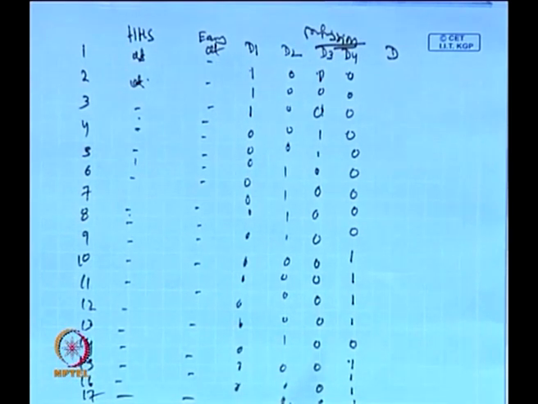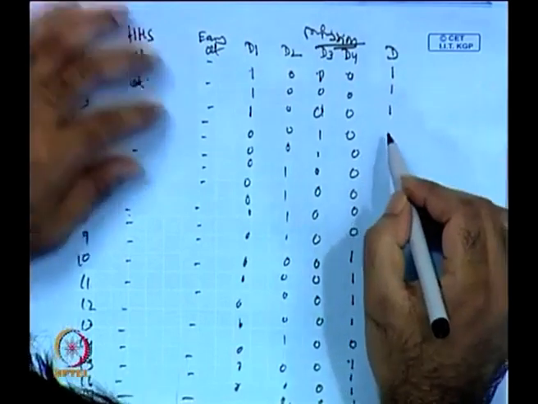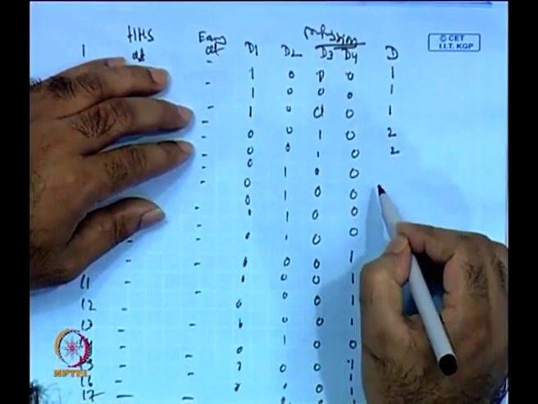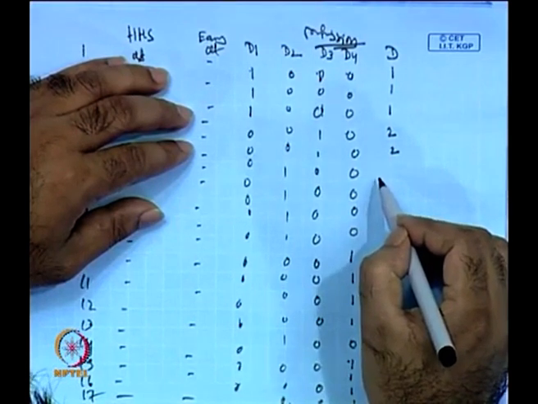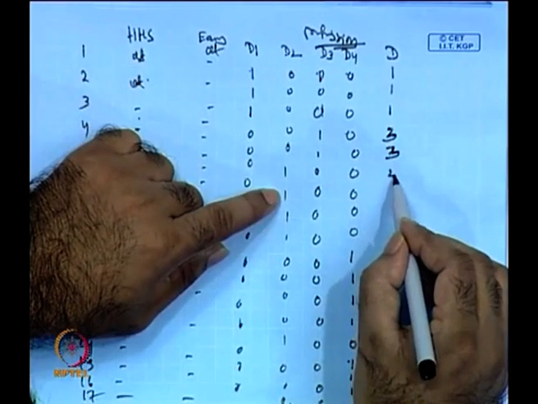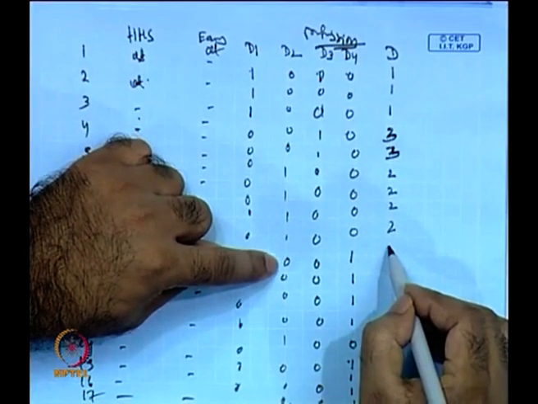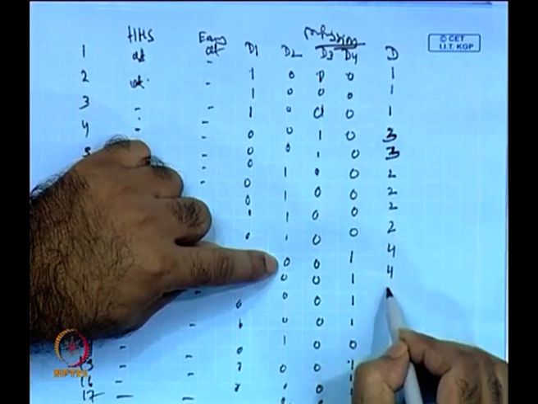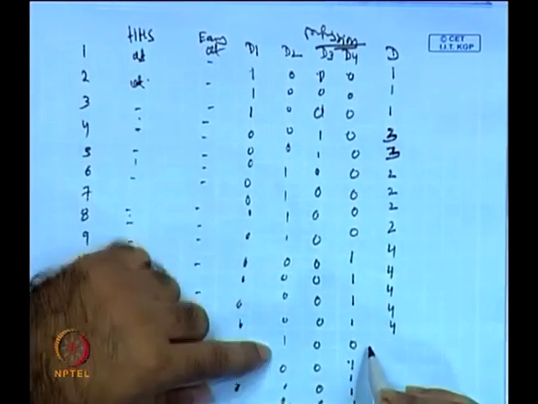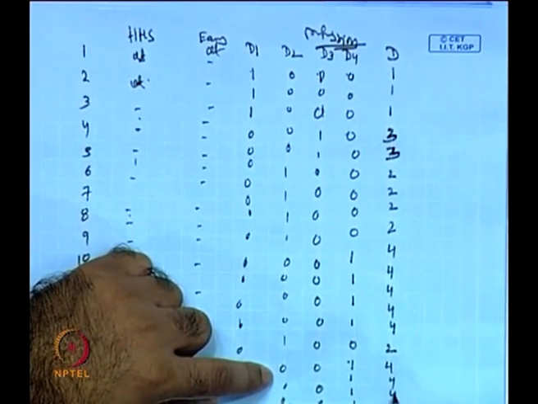Now, if I would like to know the total professional impact on household saving, then what I have to do is put like this: 1, 1, 1, then 2, 2. No, it is better, it is 3, 3. Then this should be 2, 2, 2, 2, 4, 2. This is 4, 4, 4, 4, 4, and this should be 2, this should be 4, 4, 4, 4.